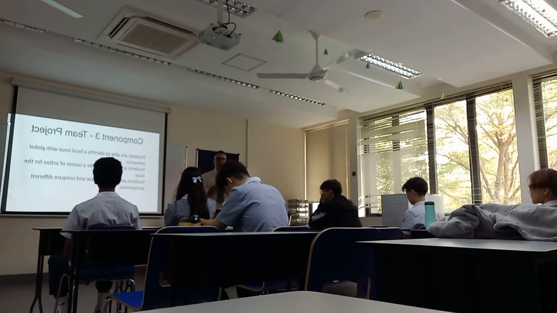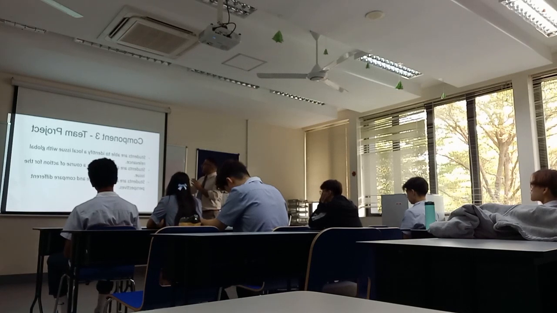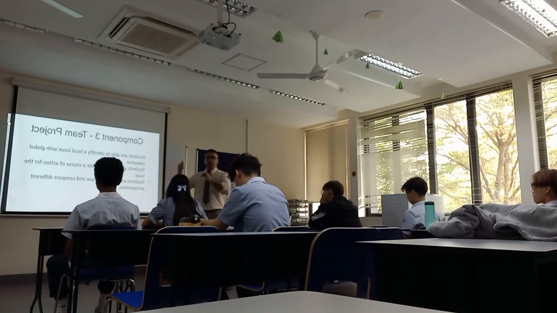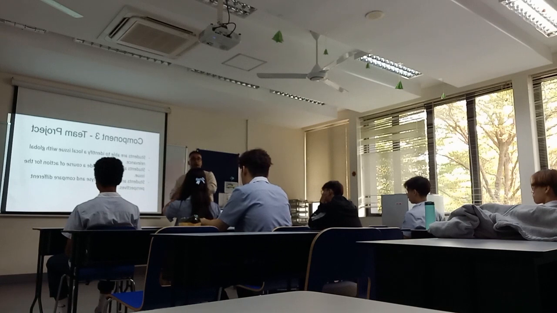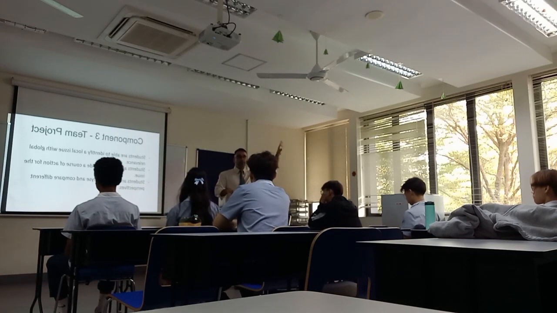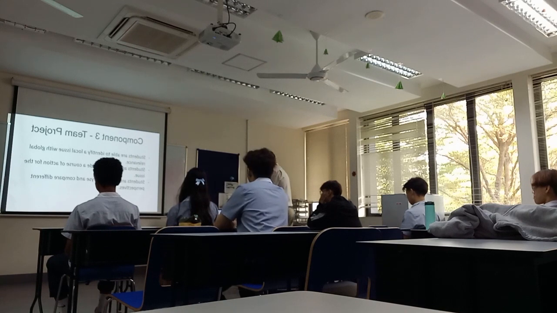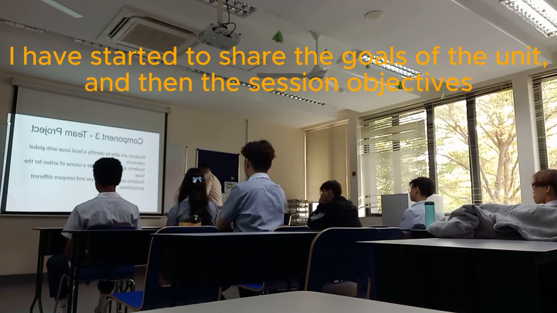In order to start a new component, Component 3, the last component of the year, the team project, where you have to work as a group. In your case, I think it's going to be in pairs. You have to find a local issue with global relevance, and picking up this topic, you should research how this issue affects your global community, how it has global importance and can affect other parts of the world. Individually, you should propose one course of action to deal with this issue. How can you solve this issue? This is the overall team project for the year.